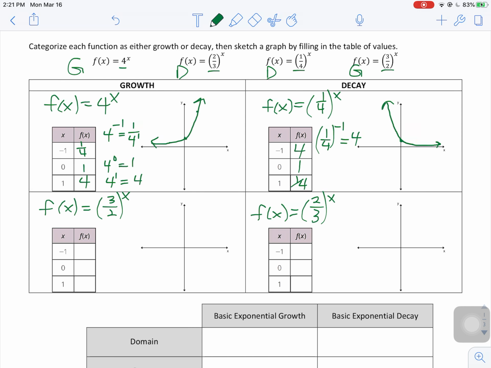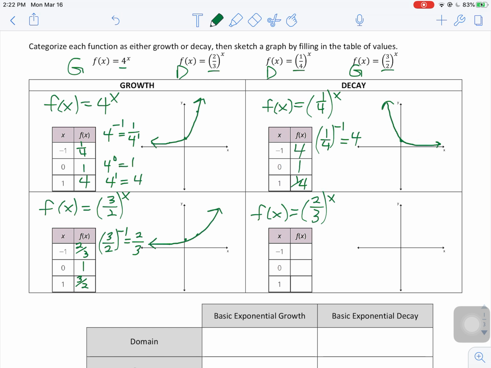Down in the lower left, f of x equals 3/2 raised up to the x. So when I raise that to the -1 power, it just flips the fraction upside down, so you're going to get 2/3. Anything to the 0 power is 1, and then 3/2 raised up to the first power will just stay 3/2. So when I'm plotting my points, -1, 2/3, 0, 1, and 1, 3/2. So it's still increasing the whole time, but it's not as steep of an increase.